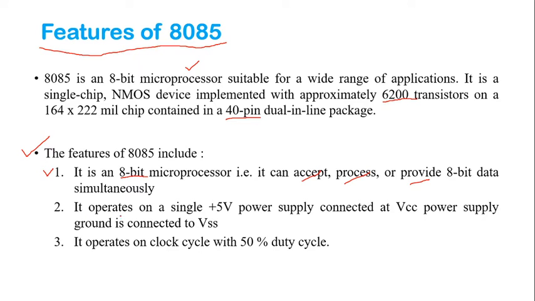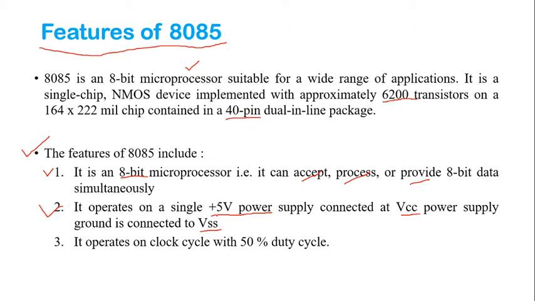Now it operates on a single 5-volt power supply. This is also one feature of 8085, that it is going to operate on a single 5-volt power supply connected as VCC, and ground is connected at VSS. So we have two different pins, that is VCC and VSS. So we are going to connect our plus 5 volt at VCC, and the ground pin is connected at VSS. This is what we are going to see in the next video lecture, that is the pin configuration of 8085. But right now this is the basic fundamental, that we can operate our microprocessor 8085 with the help of a 5-volt power supply.